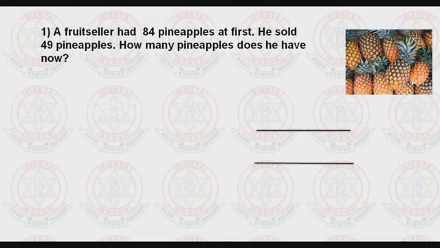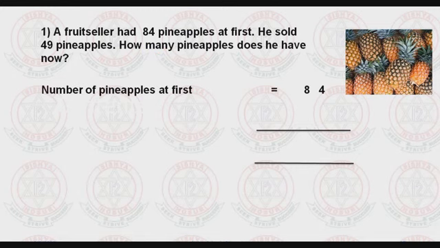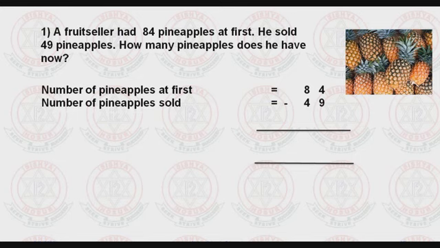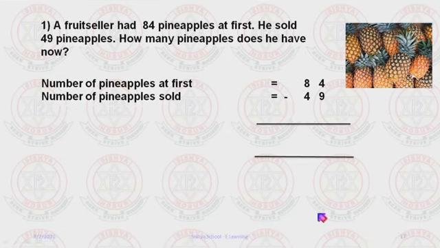Now, how many pineapples does he have now? How many remaining pineapples are there with him? So we have to subtract. Always the greater number will be on top, right? How many pineapples was he having first? That is the statement and the number is known. Always you should start with "number of". So number of pineapples at first is equal to 84. Next, number of pineapples sold is equal to minus 49, because we are going to subtract. Now we have to subtract 84 minus 49.